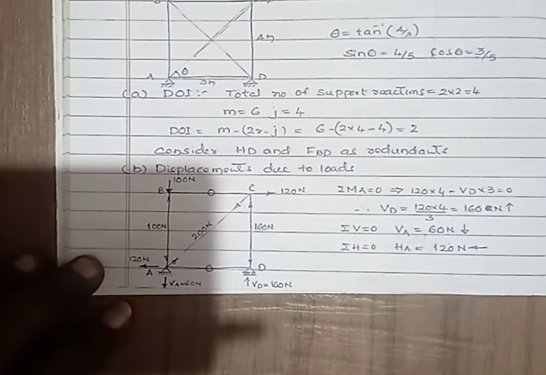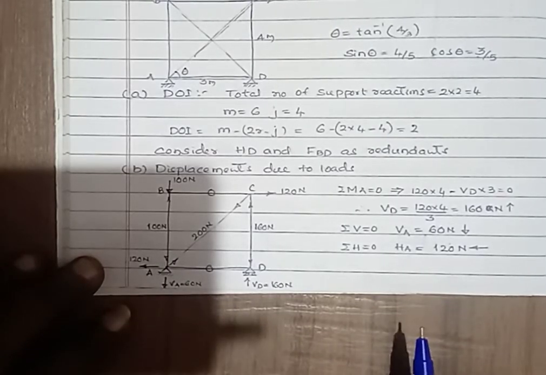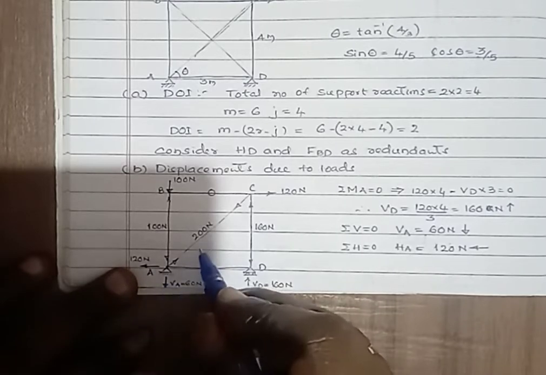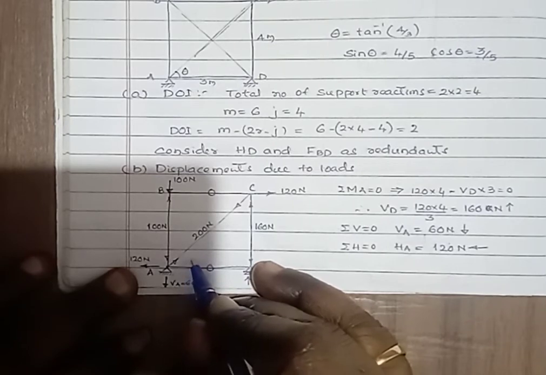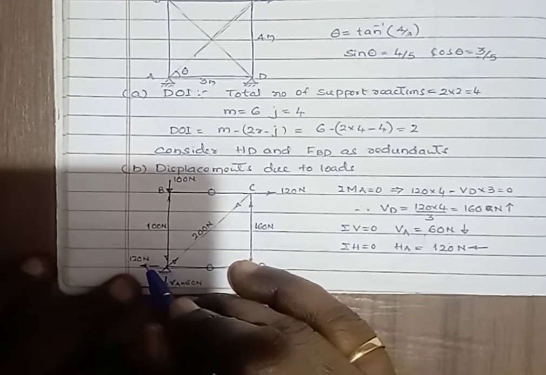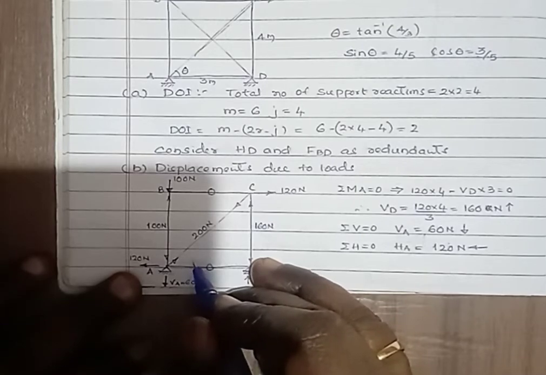The force in the member AC: sine theta is the component along the vertical direction, cos theta along the horizontal direction. Then by applying the equilibrium equation, by equilibrium of the joint, summation of the forces in the horizontal direction equals 0. Therefore, resolving the force in the member AC, F_AC cos theta equals 120 Newton. Here we have calculated cos theta equals 3 by 5.